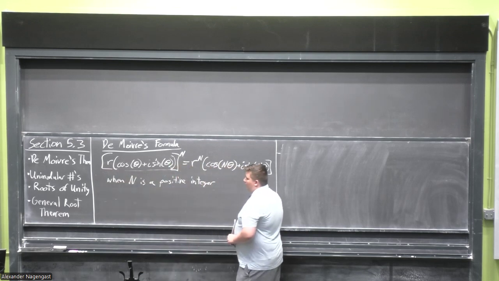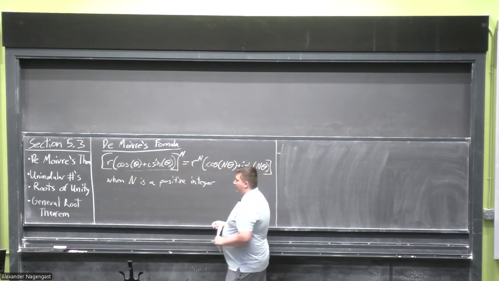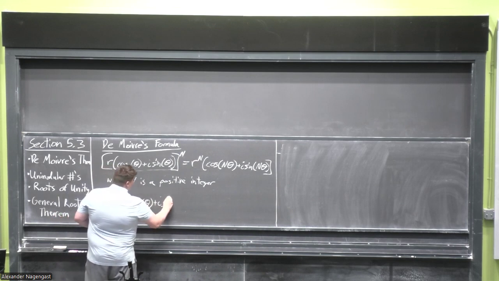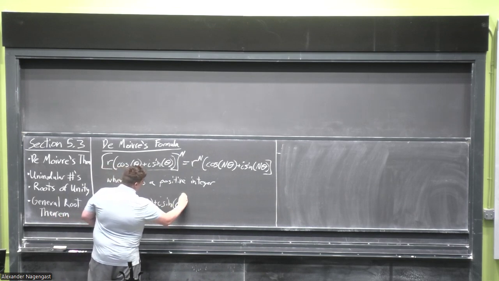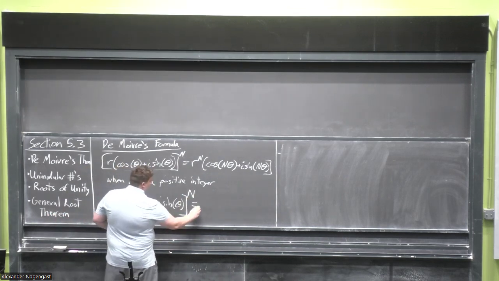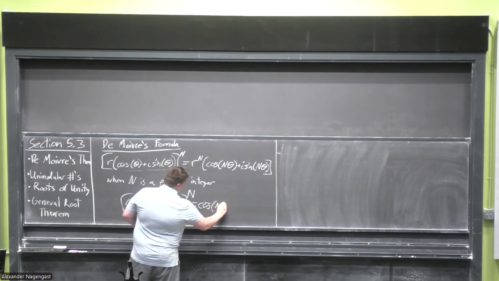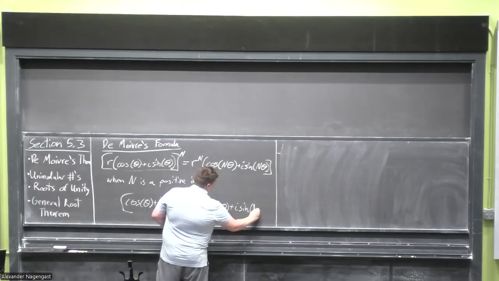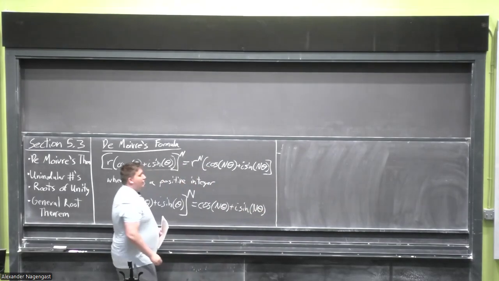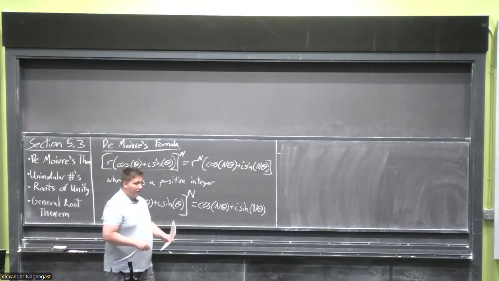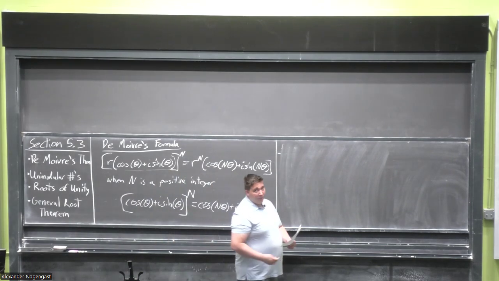So really what we're looking at here is that cosine of theta plus i sine theta, this expression raised to the nth power, results in cosine of n theta plus i sine of n theta. That is the crux of this formula, and we'll further define this with unimodular numbers.